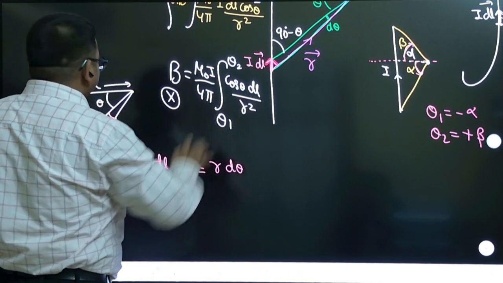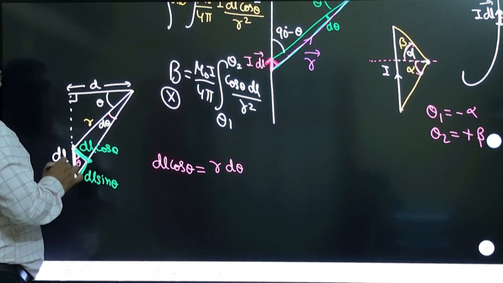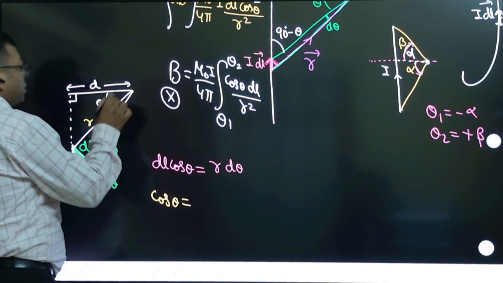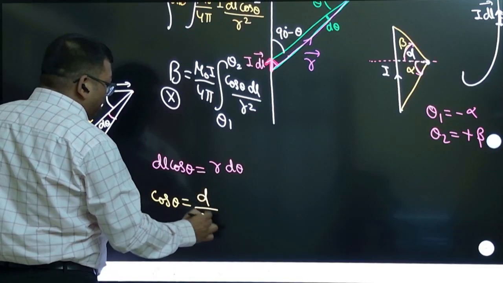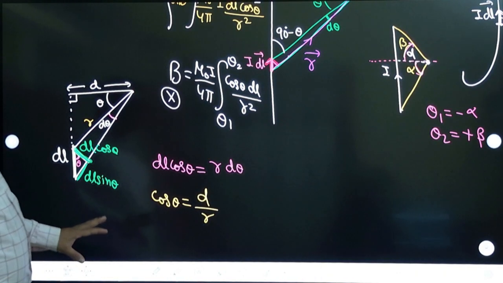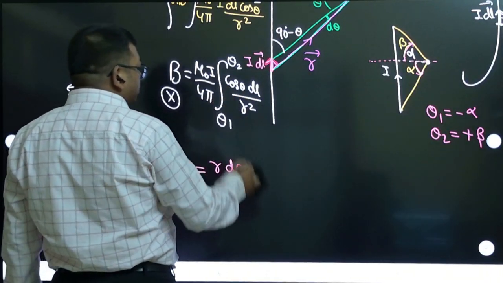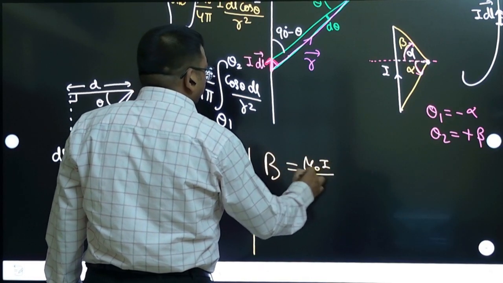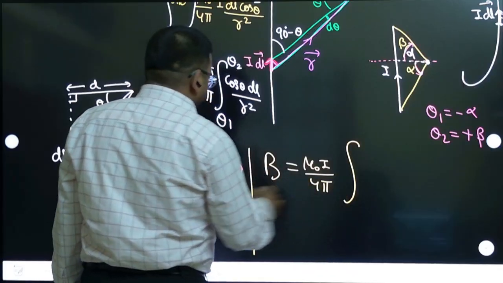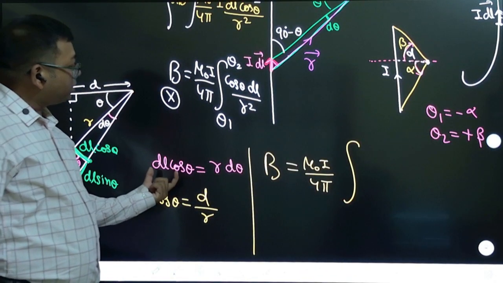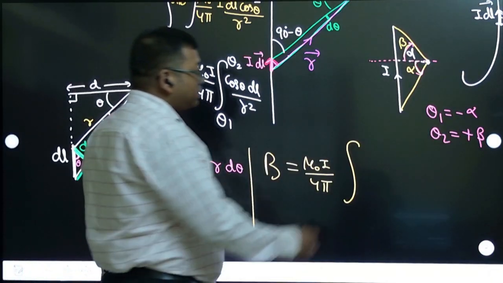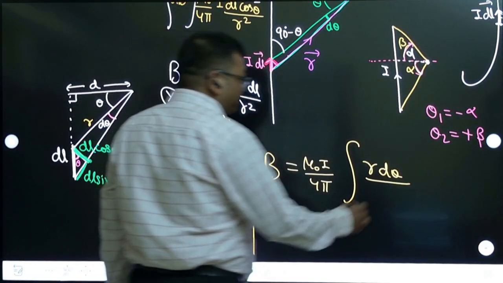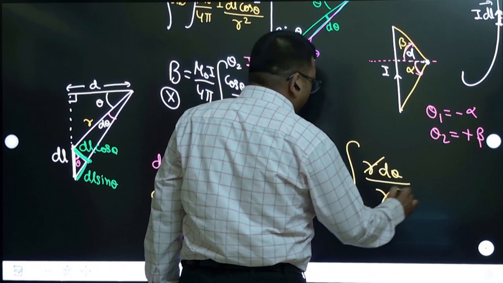We can substitute it here, and also note that in this triangle, cos theta is base d by hypotenuse r. That is also important. So now these two things we'll substitute here and calculate the magnetic field. So the magnetic field, which is mu naught I by 4 pi, let us substitute. Cos theta into dl, if you substitute dl cos theta, it becomes r d theta, and in the denominator we have r square, so one r got cancelled.